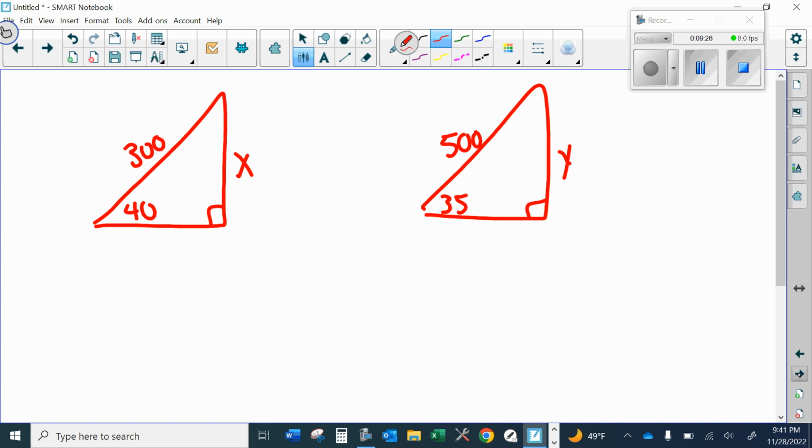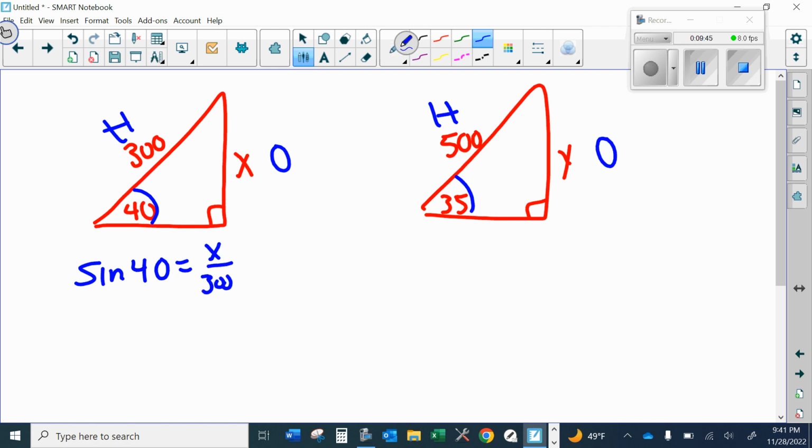You're just figuring out X and Y. Well, if I notice, I put in my values here, there's the opposite and there's a hypotenuse. Opposite and hypotenuse for both of these reference angles. So both of them are O over H, which is sine. So the sine of 40 equals the opposite over the hypotenuse. Sine of 35 equals the opposite over the hypotenuse.